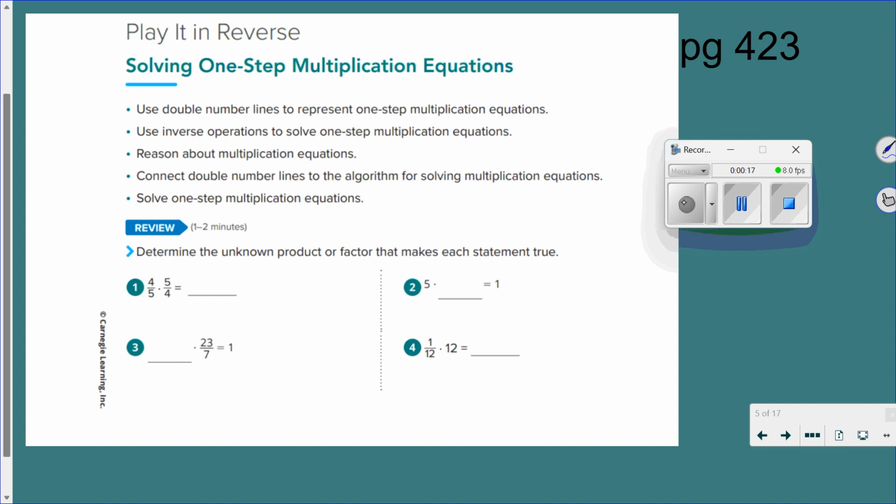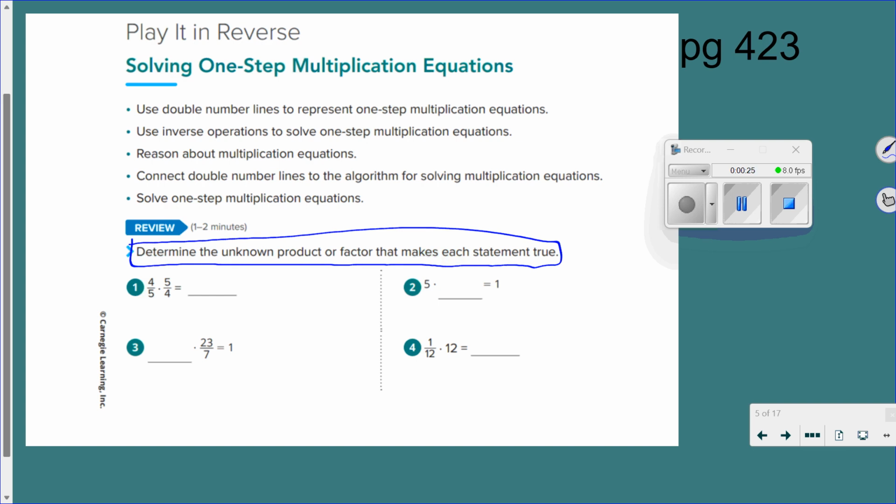The first thing I want you to do is to solve the problems in the review. It says determine the unknown product or factor that make the statement true. So you are filling in the blanks with the correct number. Any questions? All right, you have about 4 minutes. Go for it.